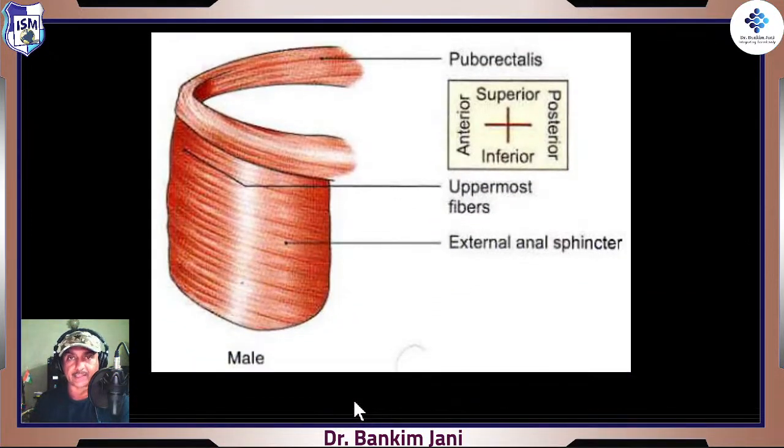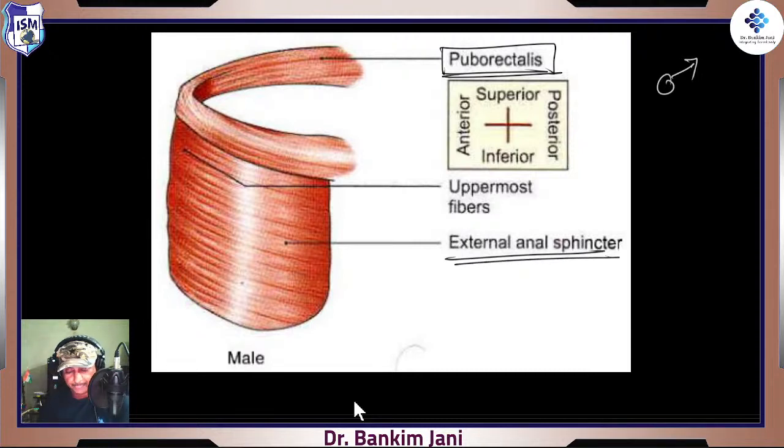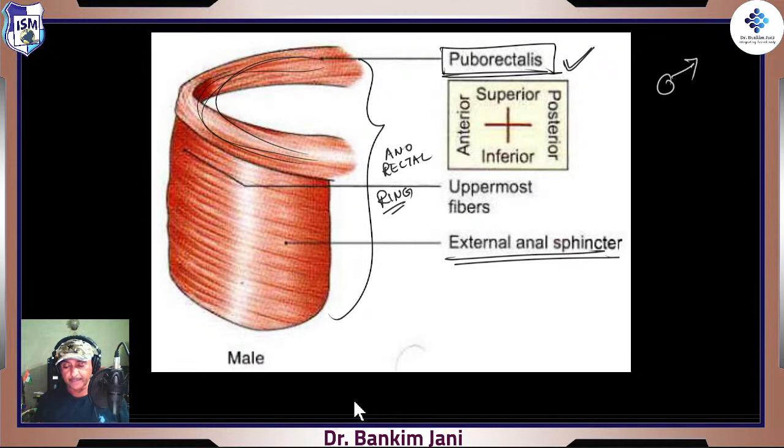See, that's the puborectalis. So in case of male, this puborectalis muscle is forming the uppermost fibers of the external anal sphincter. That means the external anal sphincter is there, and its uppermost fibers are associated with puborectalis. That is what really forms what is called the anorectal ring. It is acting as one piece. This is puborectalis. That is what really happens in case of males.